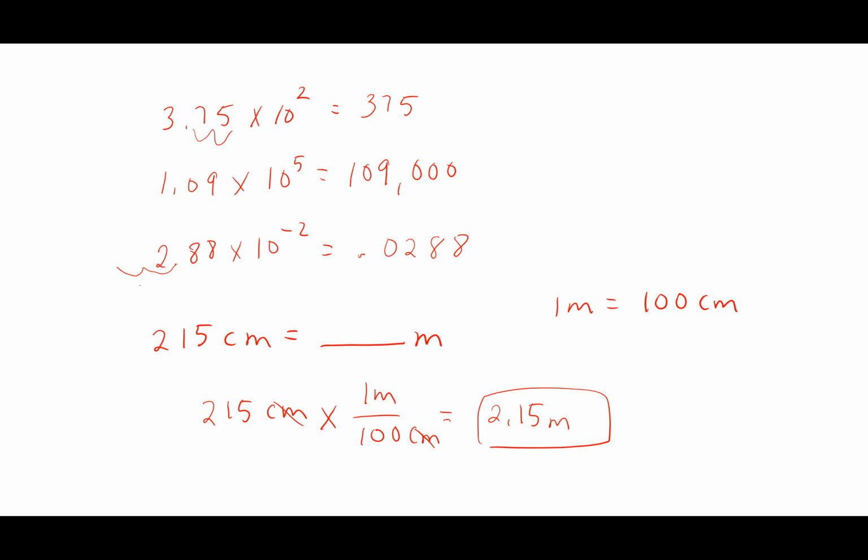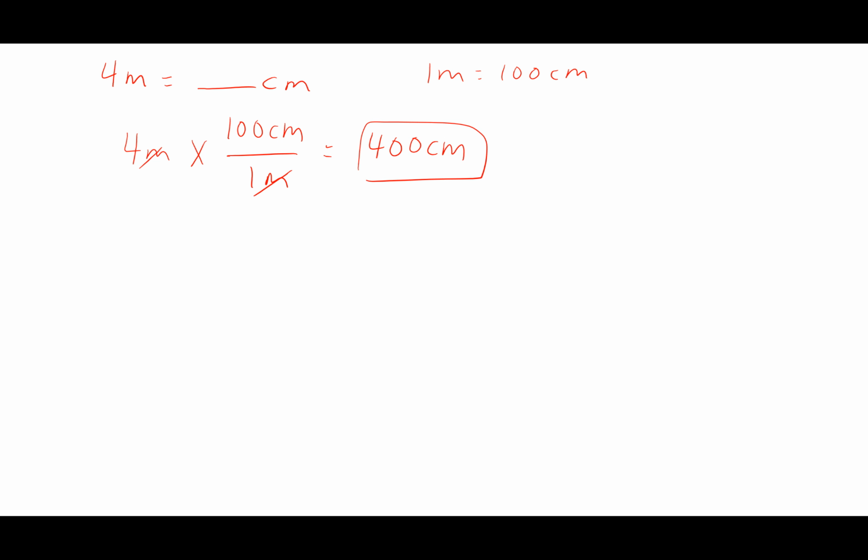Let's try another one. What if we were going to do this way? What if we were going to do 4 meters equals blank centimeters, okay? Again, 1 meter equals 100 centimeters. I will give you that. So 4 meters times, this time 100 centimeters are going to be on top and 1 meter because we need to cancel this meters here. Now 4 times 100 is 400 centimeters. Okay? And that's how we do that.